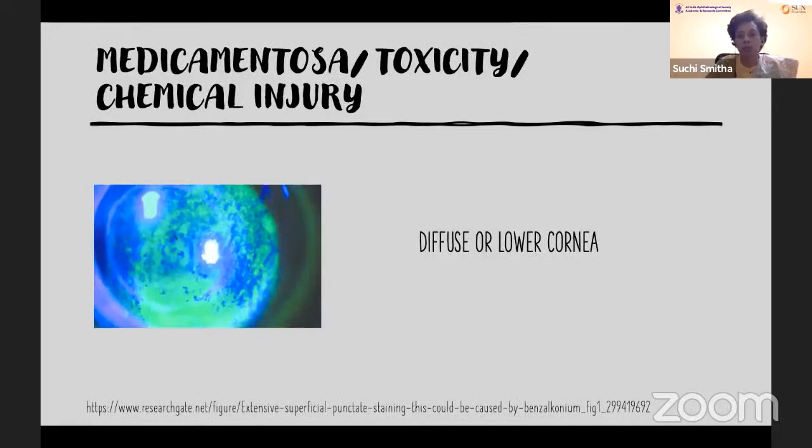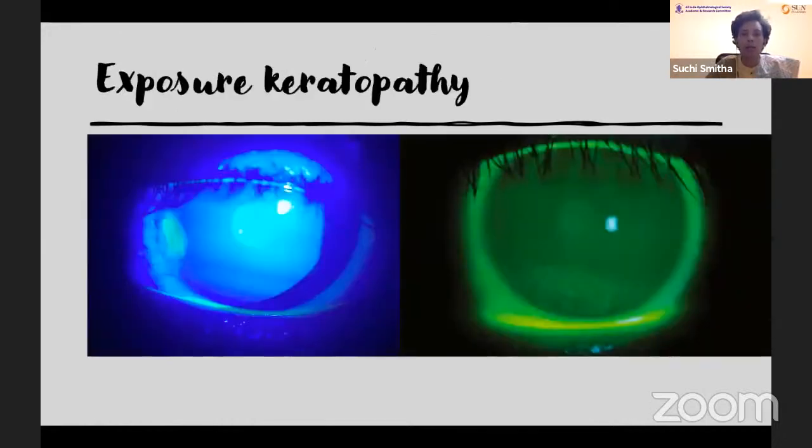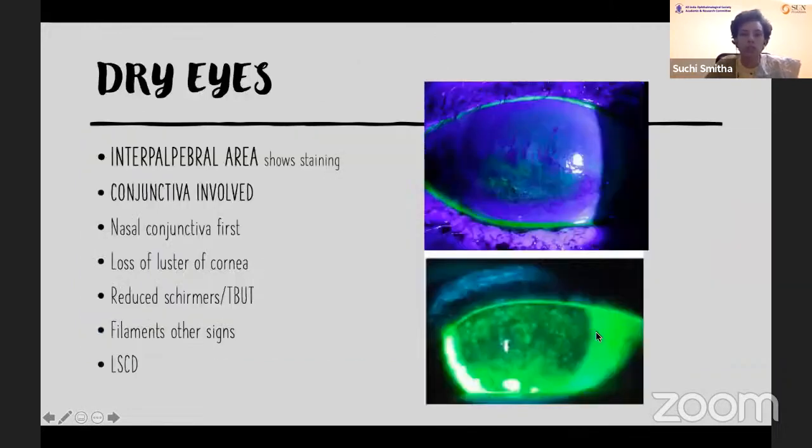Medicamentosa or toxic causes can cause diffuse or lower corneal involvement with the lower fornix involvement. And exposure keratopathy. Here we see that in this case, there was a sty and the patient was a computer user not blinking properly. There's a Dellen as well as punctate staining in the inferior nasal area and inferior cornea. So when the inferior 1/3 of the cornea is involved, we should look for this kind of exposure. This is a case of lagophthalmos, and we treat the condition accordingly.